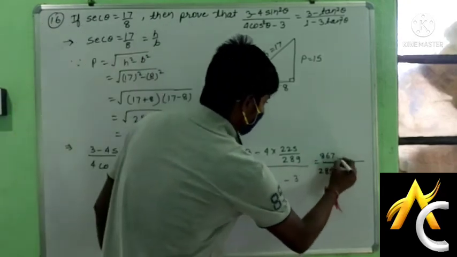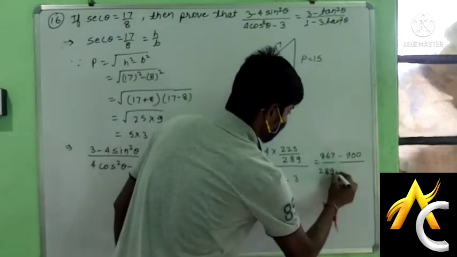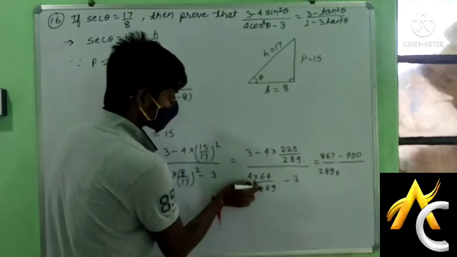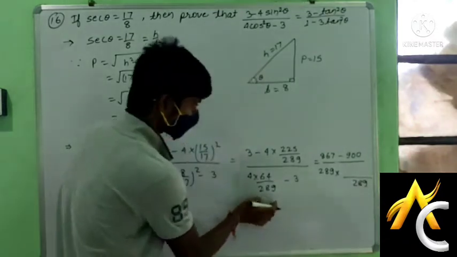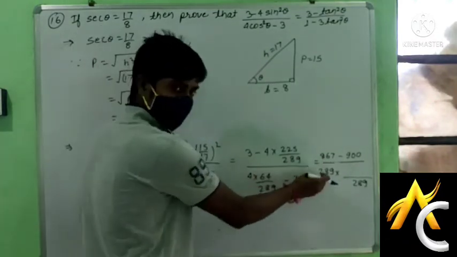So 867 minus 900 into, this will be equal to 4 into 64 by taking LCM as 289. This will be like that 289.